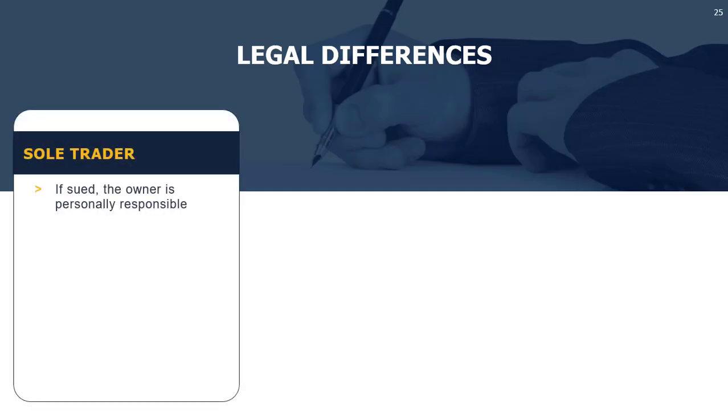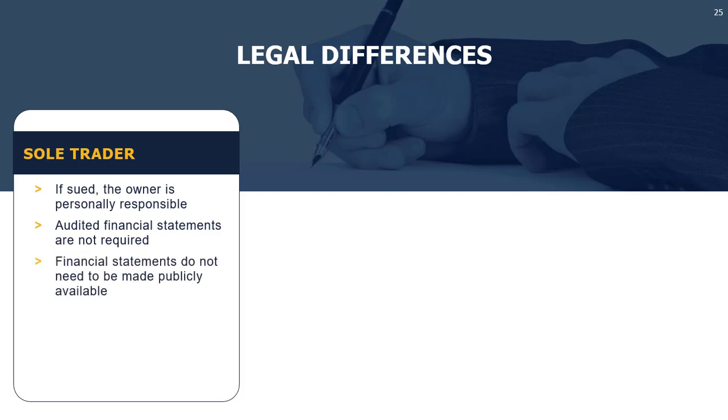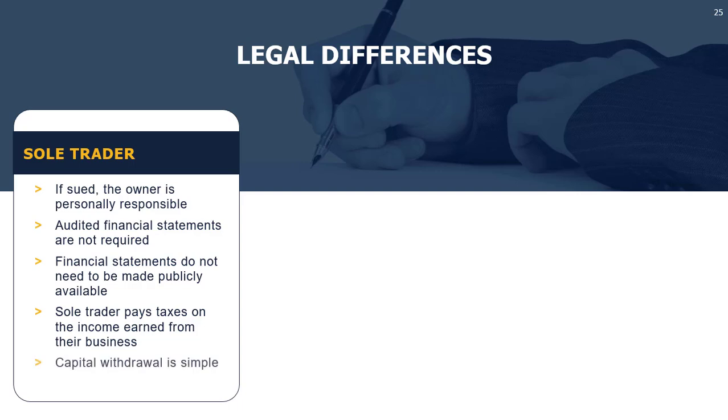Legal differences. Sole trader, if sued, the owner is personally responsible. Audited financial statements aren't required. So I'm not saying these are positives or negatives. These are just summaries of the differences. Financial statements do not need to be publicly available. Sole trader pays taxes on income earned from their business. Capital withdrawal is nice and easy. They can just take out whatever they like.